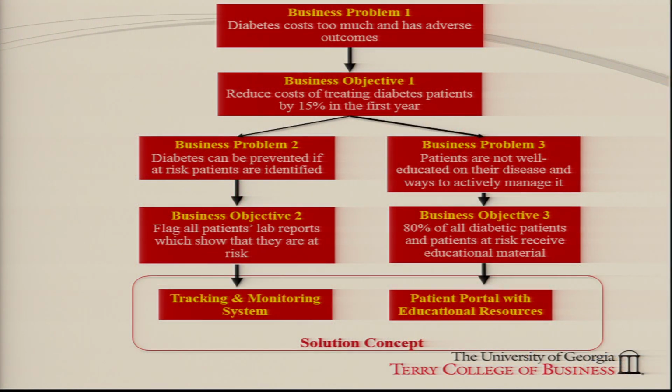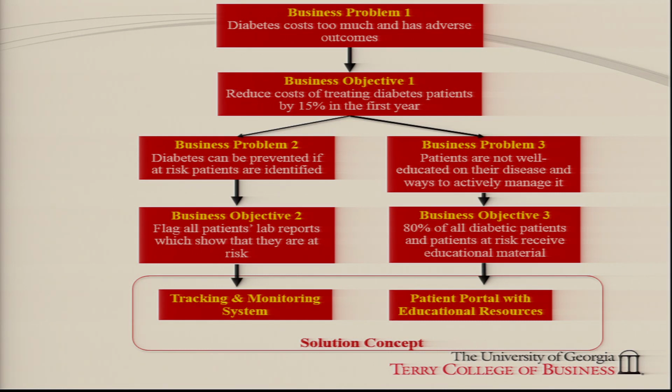And let me run you through an example for us to understand what's going on here. So in our example, we talked about that the basic problem addressed by the diabetes management program is that diabetes costs too much and that it has adverse outcomes. And therefore, one potential business objective might be to reduce costs of treatment of diabetes by 15% in the first year. So the question here to ask is, what is keeping us from reducing the cost of treating diabetes? Why are the costs of treating diabetes so high?